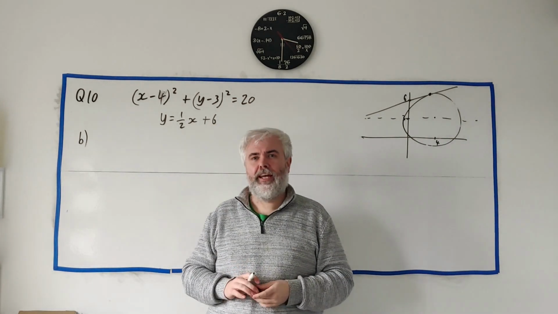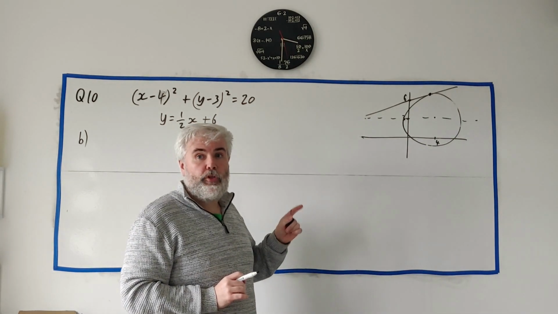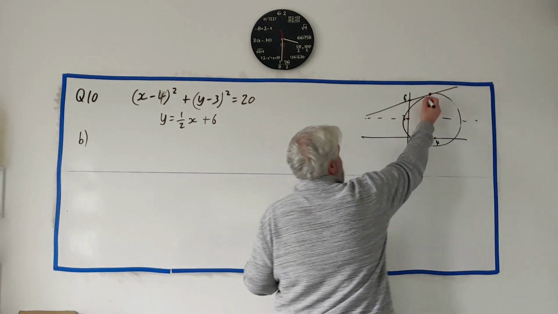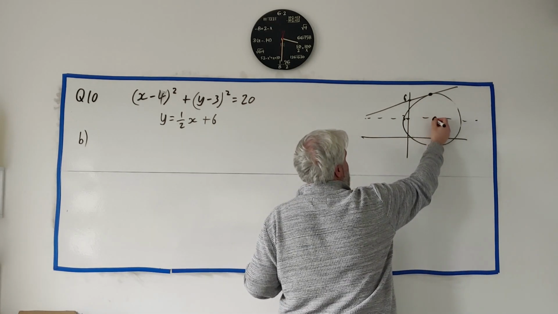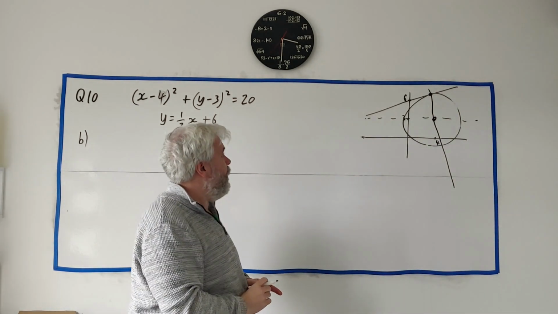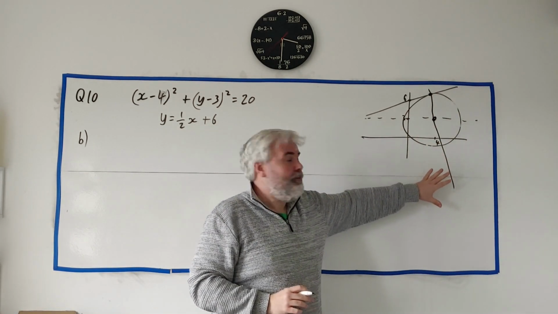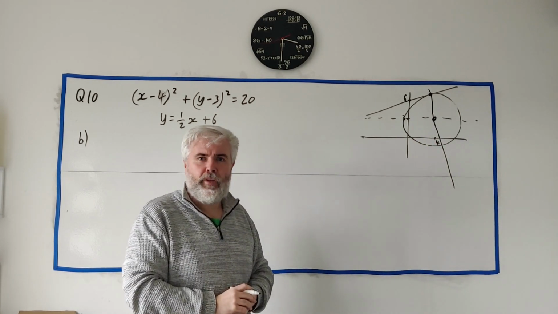So in part B, it asks you to find the equation of the normal to the circle at P. So we found P here. Sorry, we didn't necessarily find it. Here's the center. This line here is the normal. Okay, that's what they want us to find. So the drawing's useful just to know what we want to do.